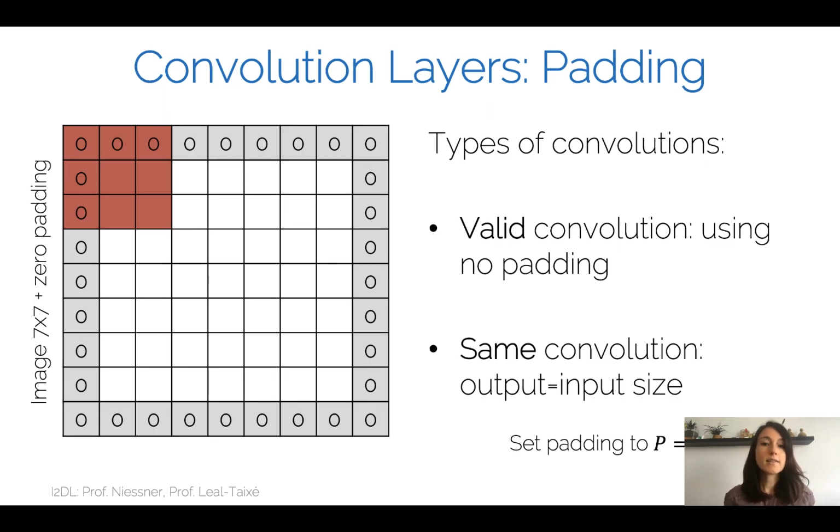We then discussed padding, which led us to the 2 types of convolutions that we're working on. The valid convolution, which uses no padding, and therefore it's, let's say, the purest type of convolution, in which your output size is reduced, and the same convolution, in which you use the padding necessary in order to have the output size equal to the input size. And of course, the padding will depend on the filter size.